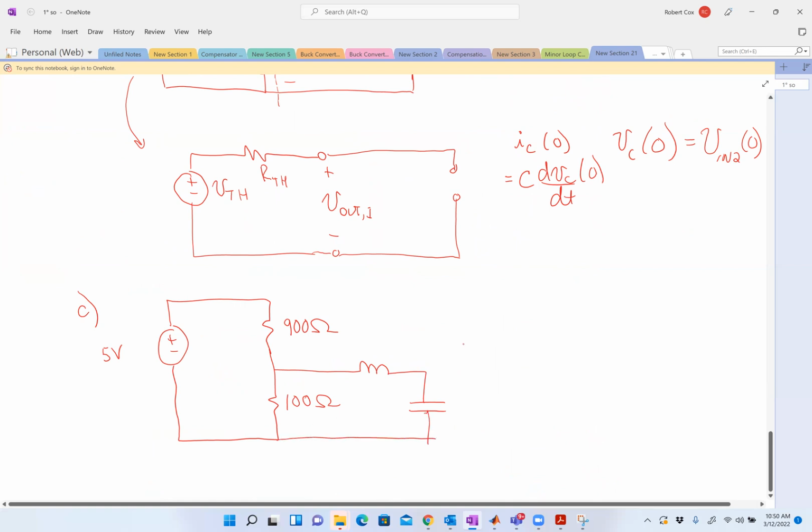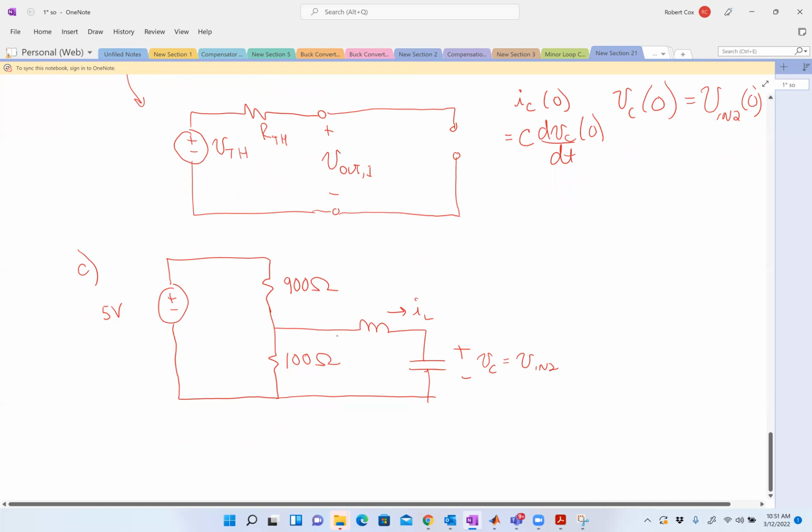That's a very difficult circuit to write because I've got 2 meshes. It's hard to write a differential equation with something like that. So this is V sub C equals Vn2. This is I sub L. So when I look at this again, it's the same thing. The voltage across this resistor here is V out 1. And I'll move the 100 ohm over here.